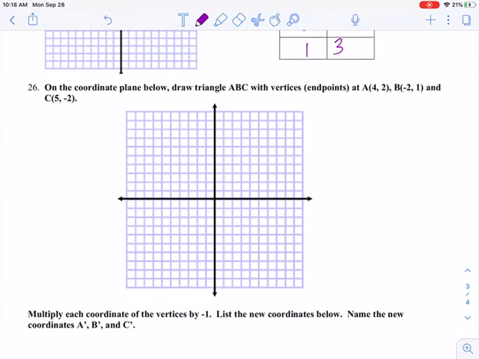26 wants you to draw a triangle with those vertices. Multiply each coordinate of the vertices by -1. Okay, so now it's going to be -4, -2, 2, -1, -5, and 2. So I'll use a different color for those.